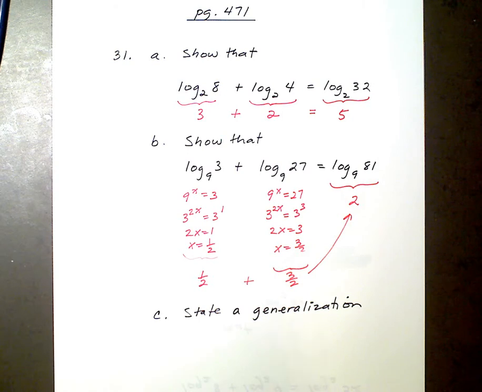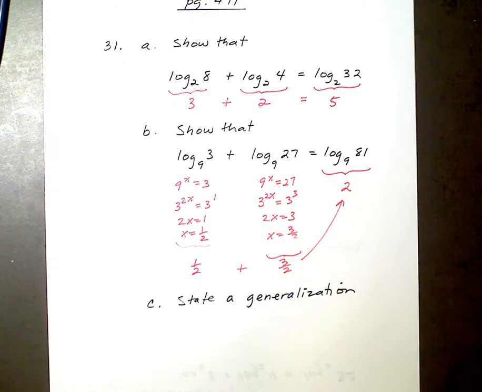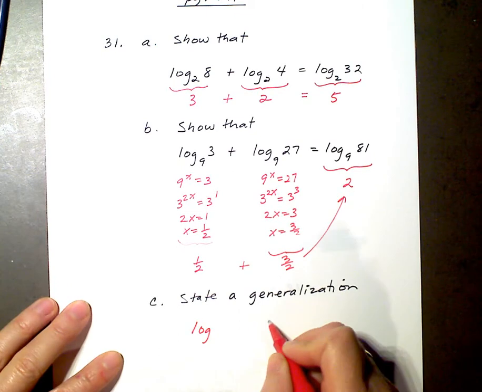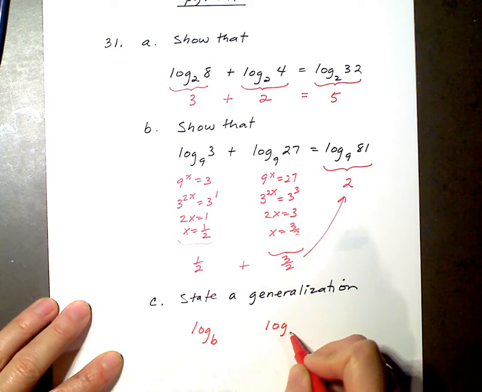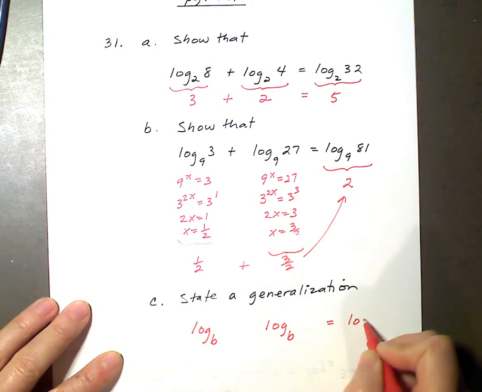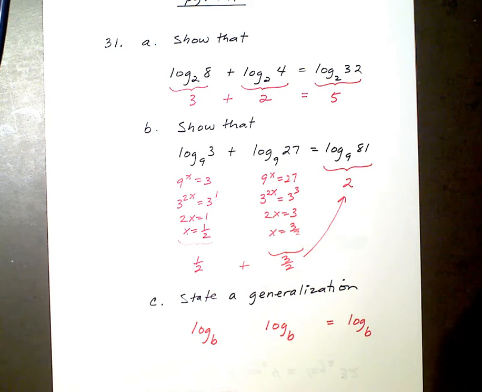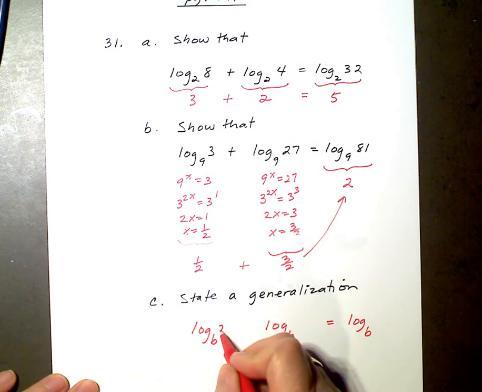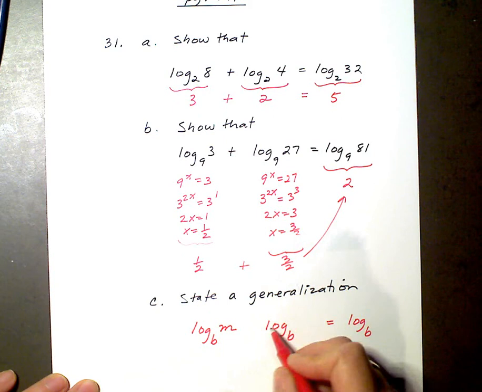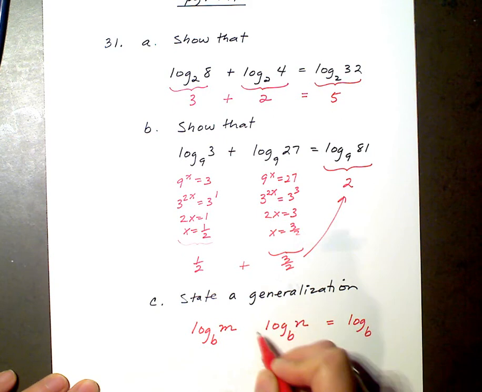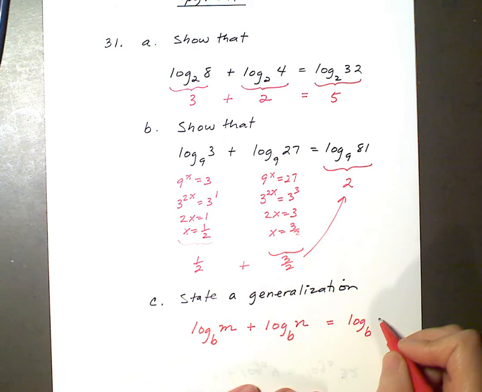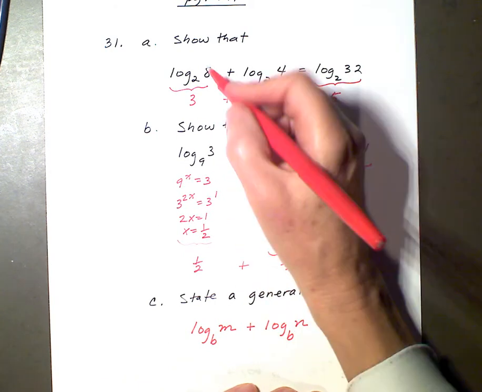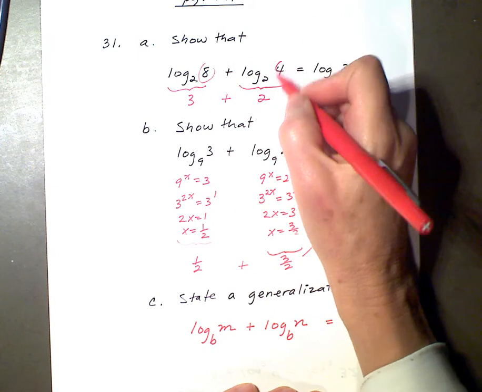So then in part C, they want me to state a generalization. And this is what I'm going to say. If I'm adding two exponents that have the same base, what I will get will be the exponent in that same base. And so if this is a base and some number, and this is a base and some other number, that I will get, notice that in this case, 8 times 4 is 32.